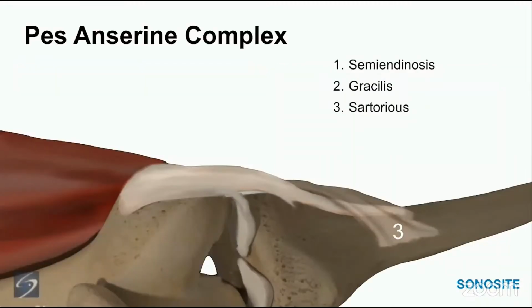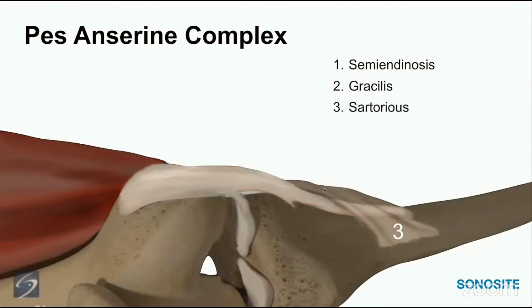All right, so I'm going to combine these together, and it's because the scanning technique goes hand in hand. So we scan the MCL, and then we scan the pes complex, and we put them together because just like the biceps femoris had an overlap with the LCL, the pes complex has even more of an overlap with the MCL. So we're going to talk about those.